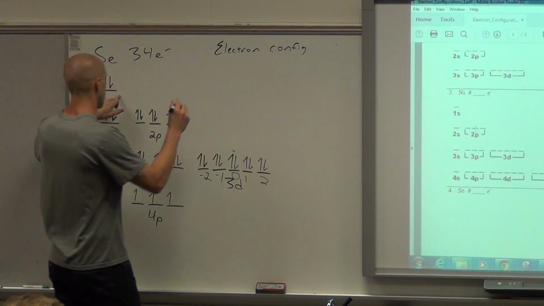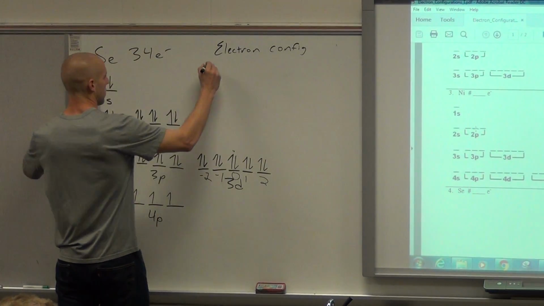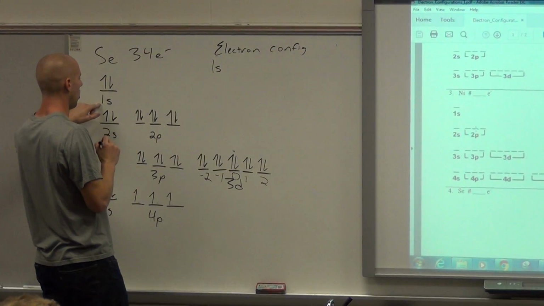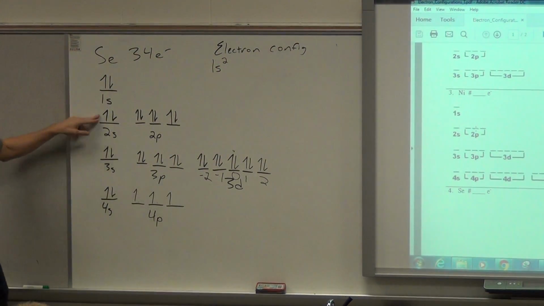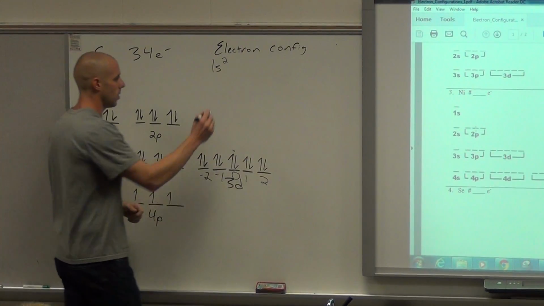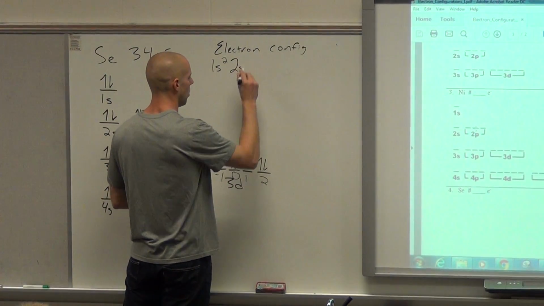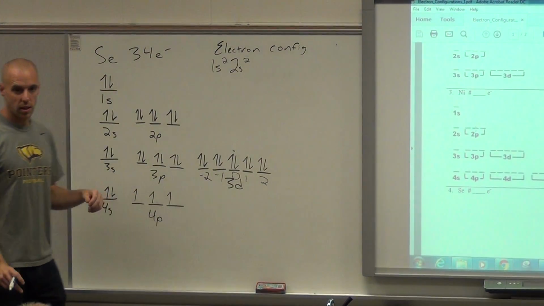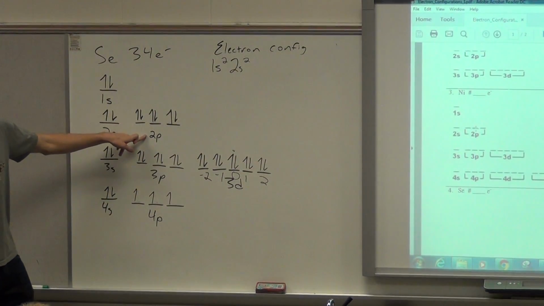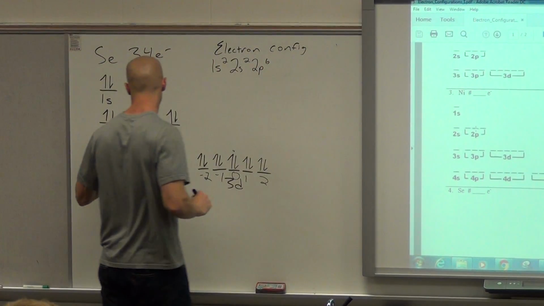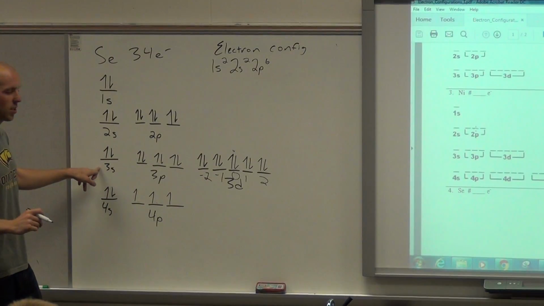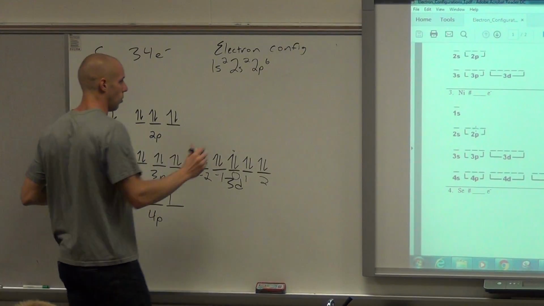So the first thing that we'd write for electron configuration is we're in the 1s orbital, and there's 2 electrons there. So we write 1s2. Next we go to the second one here. The second orbital that we're in is this 2s sublevel, and there's 2 electrons in it. After the 2s we go to 2p. So we write 2p6. After 2p6 comes 3s2.